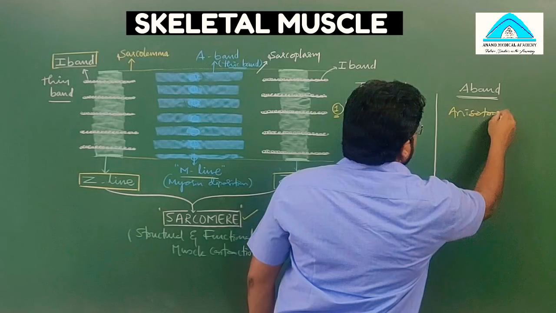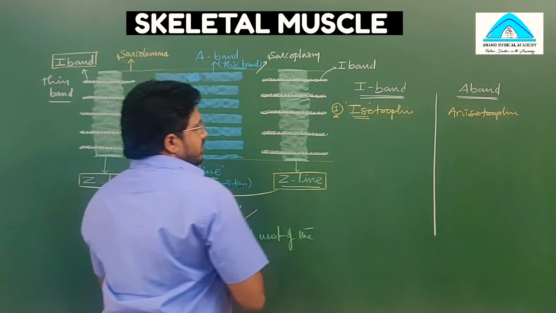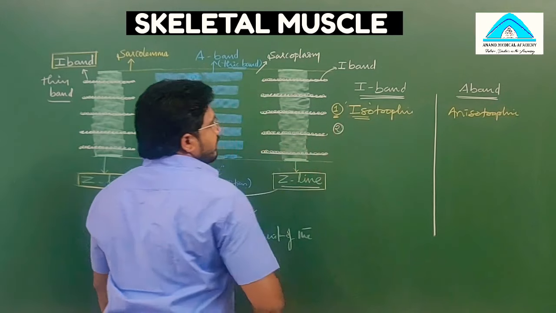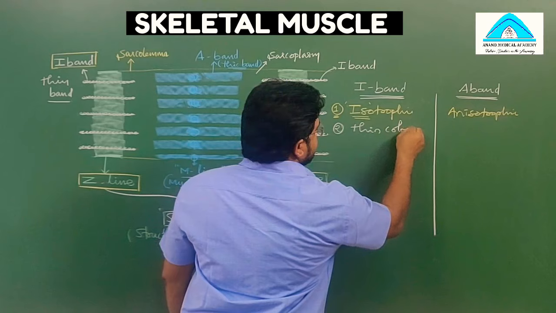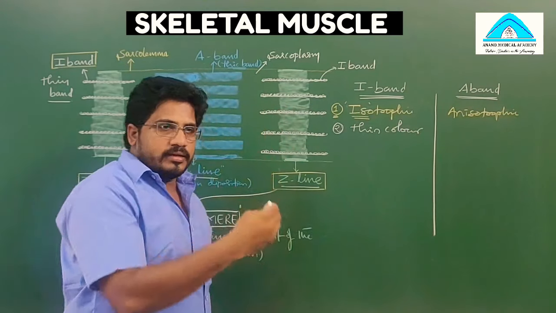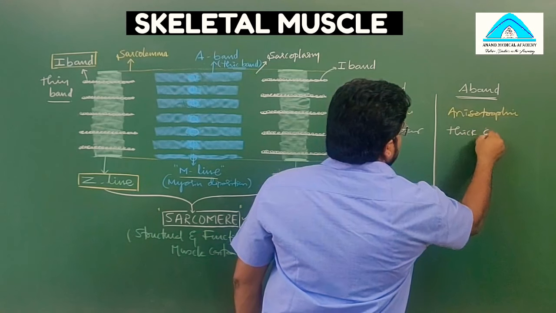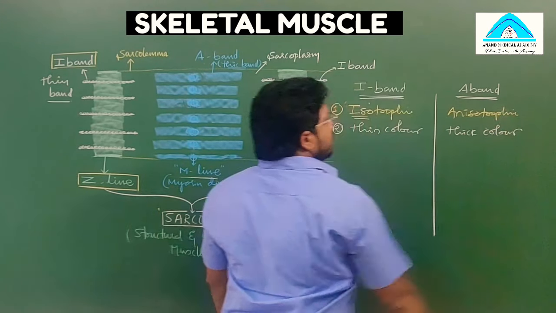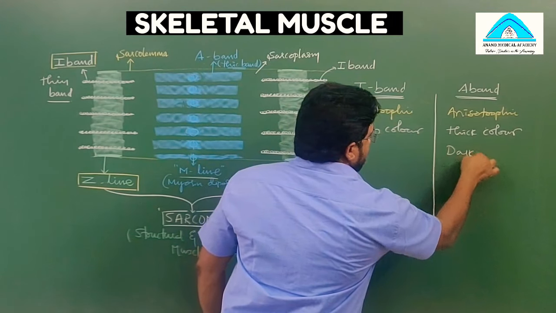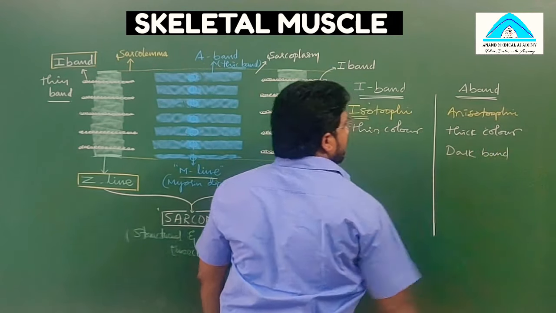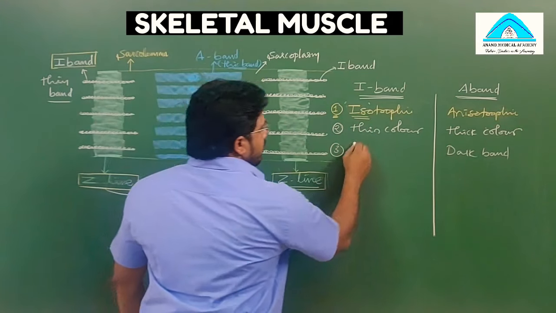Anisotropic bands. That is the first character. That is the difference also. And the second thing, I bands appear in thin color, whereas A bands appear thick. That's why they are also called thin bands and thick bands, or light bands and dark bands. Dark bands, thick, resembling dark. That is why here we can compare that the thin band is the light band.